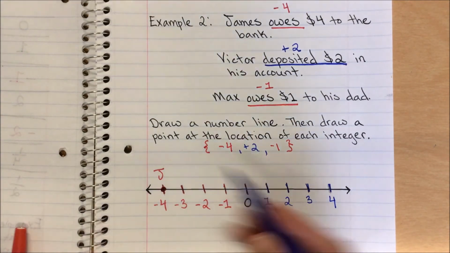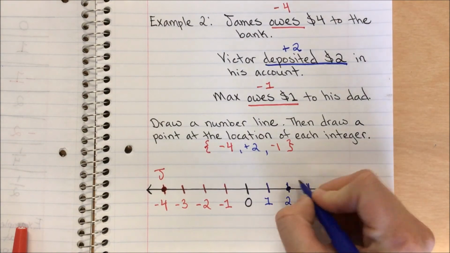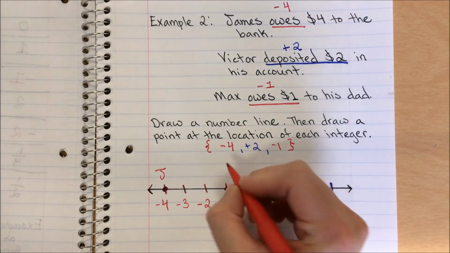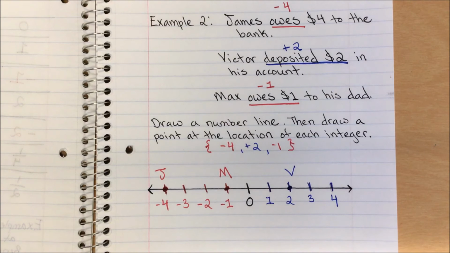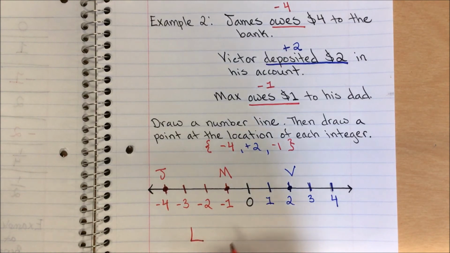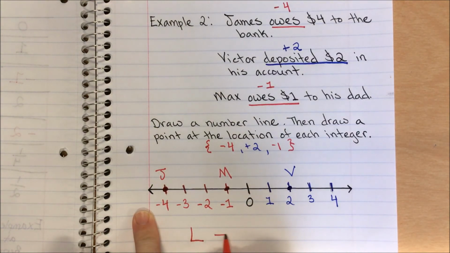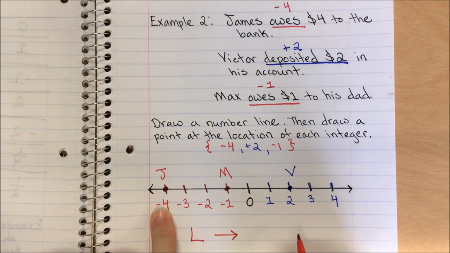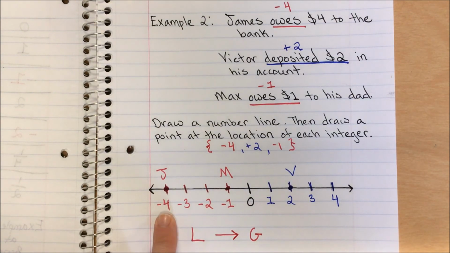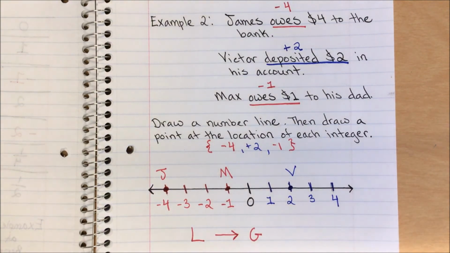Victor deposited $2. I'm going to represent him with a +2 and V for Victor. And then Max owes -1, so it's going to be M for Max. On the number line, I can see that James has the least amount of money. The further left on your number line, the smaller your number. So if we were to order James, Max, and Victor from least to greatest, James would have the least. Max would be next, and then Victor has the most.